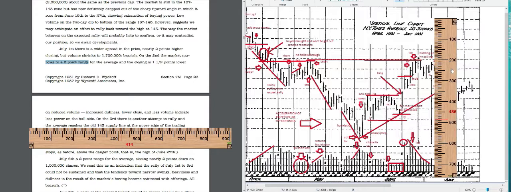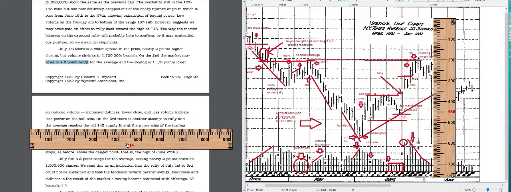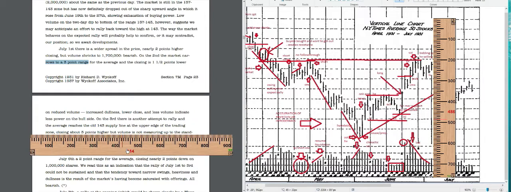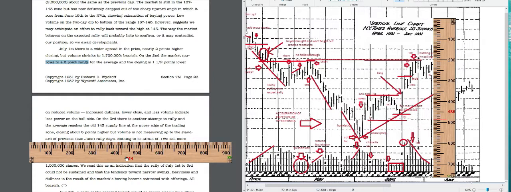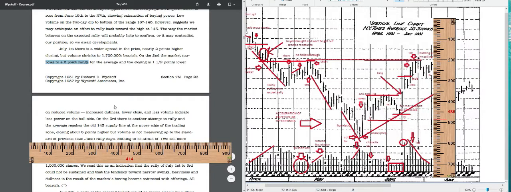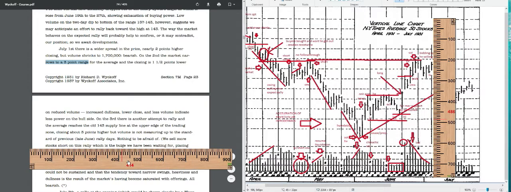What he mentions, I forgot what he mentions, but he mentions something. All right. "There's another attempt to rally, and the average reaches the old supply line at the upper edge of the trading zone, closing about 3 points higher, but the volume is not measured up to the standard of the previous rally days." I think it's sudden, but whatever. Nothing to be afraid of, sell it.